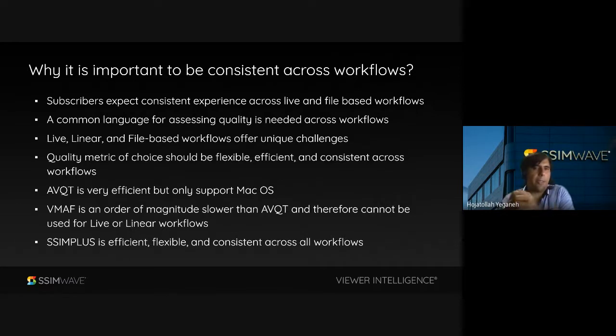If you think about live, one important feature of a quality metric is speed. If we want to deploy a quality metric in a live workflow, it has to be very fast. It has to be real time. In that sense, AVQT is very efficient, and there is no doubt about it. It's very fast, way faster than VMAF. But the important issue is that it only supports macOS. So there is no guarantee that in a workflow everything is coming from the Mac side, or that everything supports Mac.